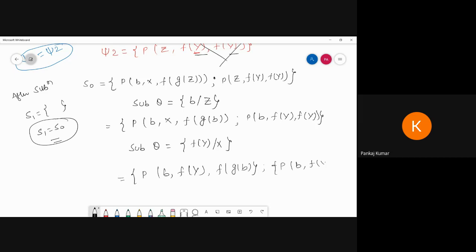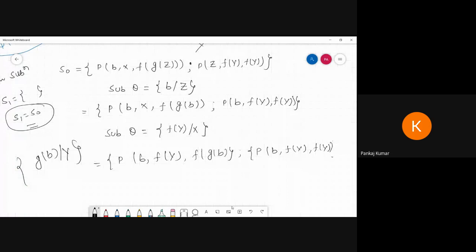Here I'm getting F of Y, comma, F of Y. Now see, here I'm going to replace G of B with Y. In the place of Y, I'm going to replace G of B.